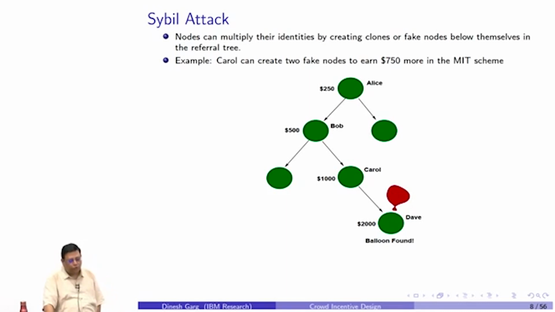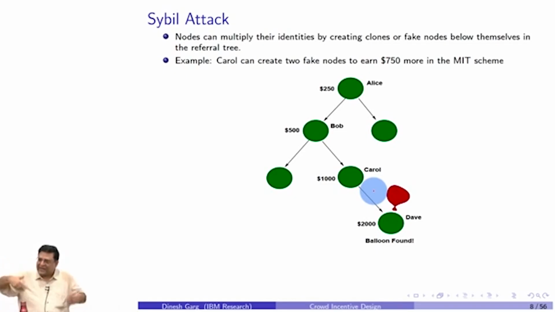What can Carol do is that she may do the following. She can create two fake nodes below it, right? Because how do you know whether that person exists or not? Carol can just say that I hired some person X, pretend there exists some person X. Obviously, you are not going to go and verify, right? That's the whole problem. And in the system, she can report that I hired X, and X is actually herself only. It's like a fake account actually.